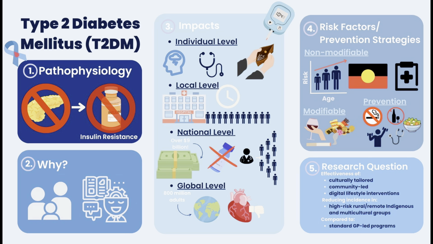AUSDRISK targets those over 45 who are overweight or from higher prevalent ethnic groups like Aboriginal and Torres Strait Islander peoples. Lifestyle interventions cut risks by up to 58%, according to Medibank 2025.